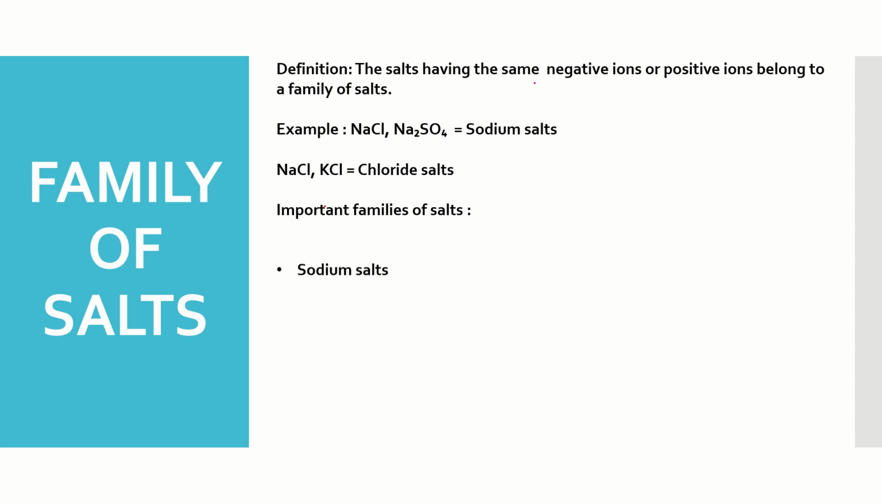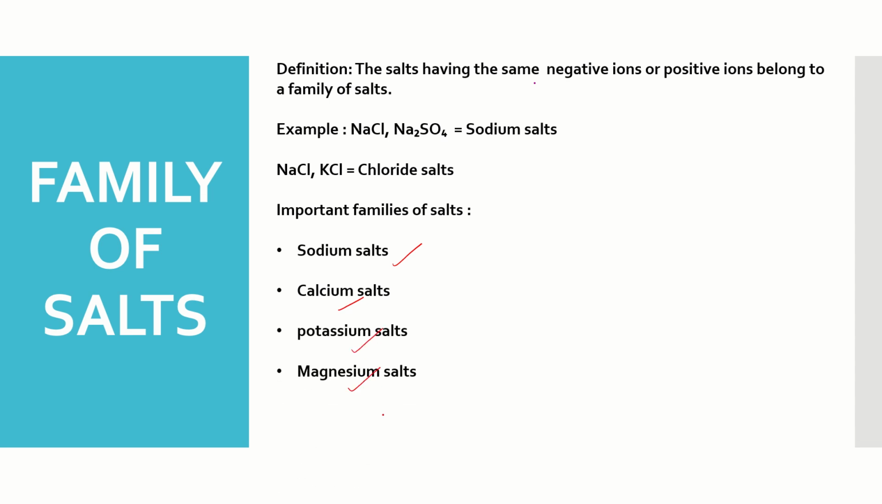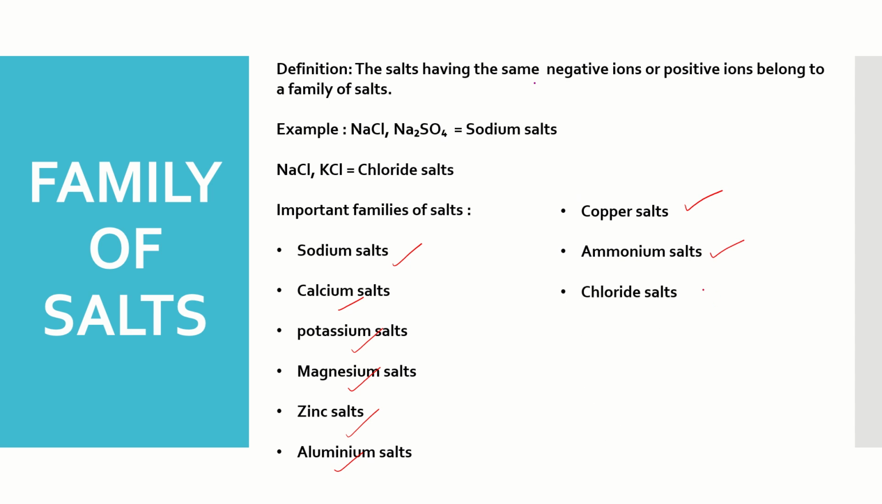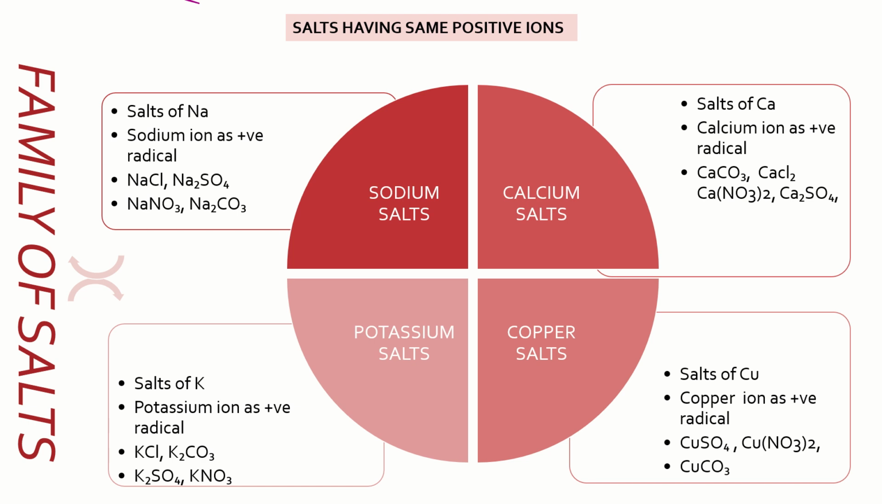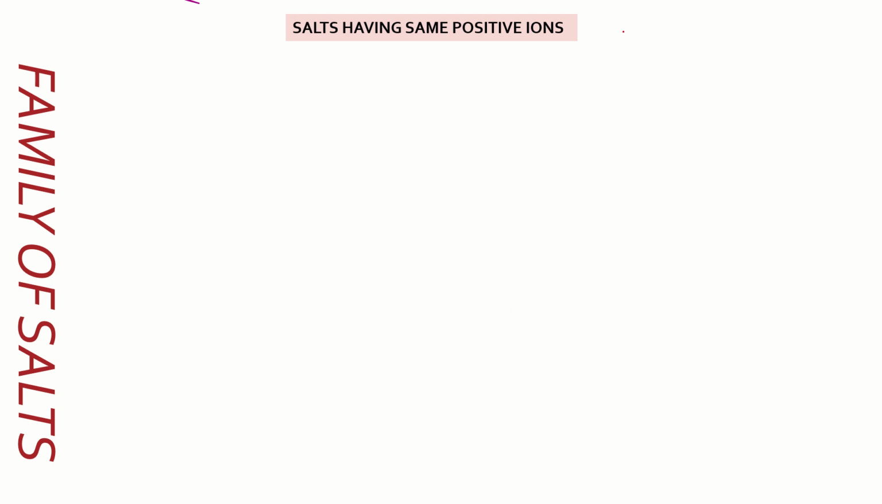Other important families of salts are sodium salts, calcium salts, potassium salts, magnesium salts, zinc salts, aluminium salts, copper salts, ammonium salts, chloride salts, sulfate salts, nitrate salts, carbonate salts, and acetate salts. These are some of the important families of salts. Salts having the same positive ion belong to the same family of salts.